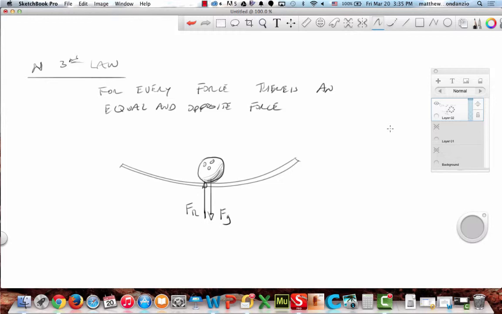Force of the ruler. I could call it force of the pink elephant. It doesn't matter, but it's a force from the ruler.